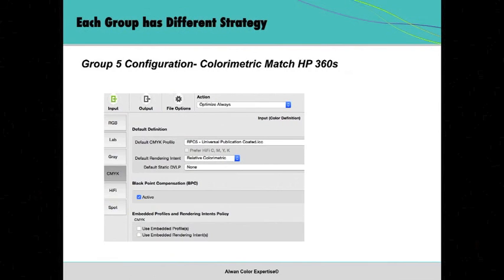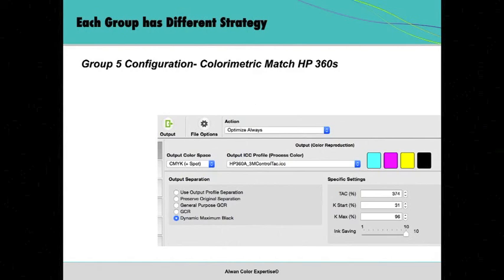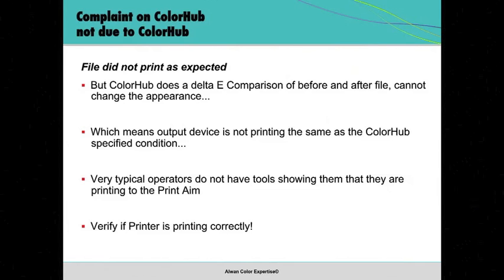Group number 5 is our colorimetric match with the HP. So the source profile is the RPC5. Down below, you'll notice I turned off my honoring embedded profiles because I don't care what the customer is giving me. I need these to match RPC5. And my output is my HP 360 profile. And so in this way, you'll see my 360A, then I'd have a 360B and a 360C. In this way, with them all pointing to the RPC5 input profile, all 3 HPs will match one another, and I'll get a consistent result.